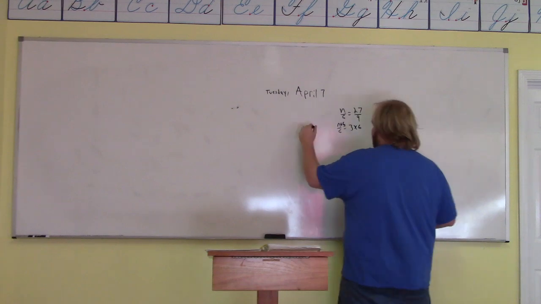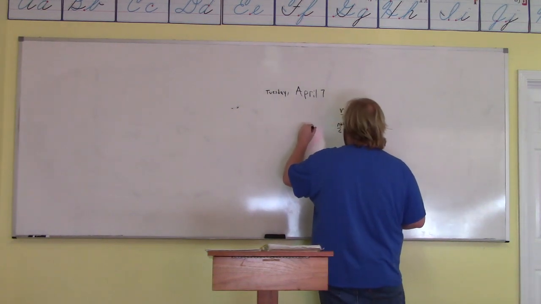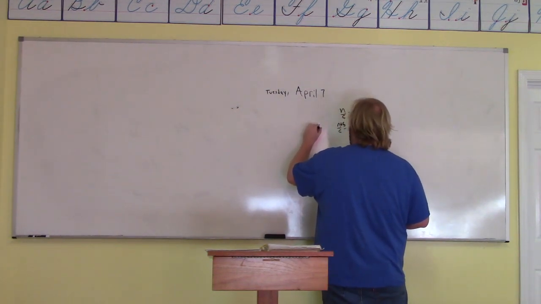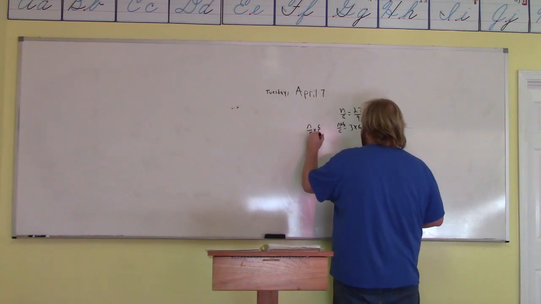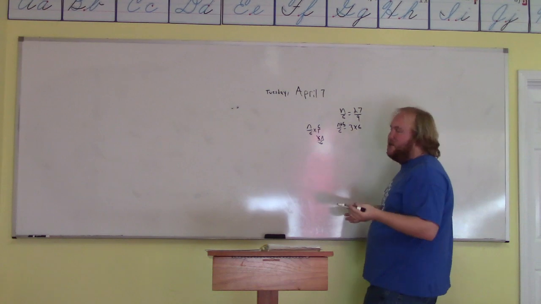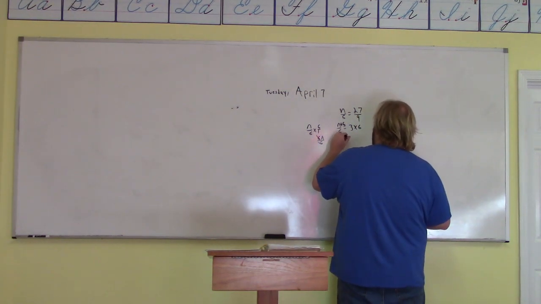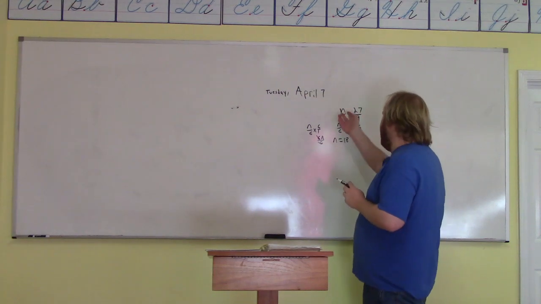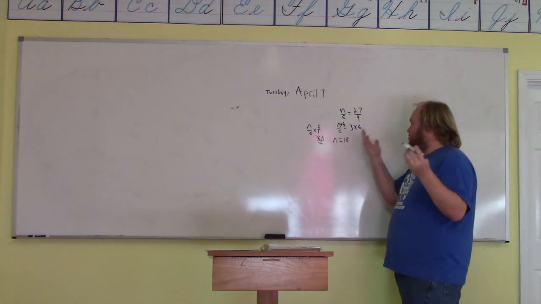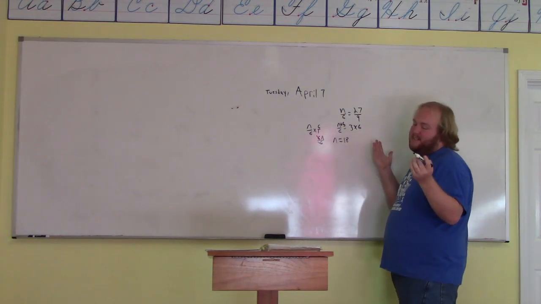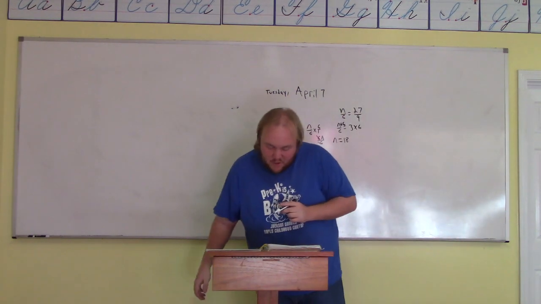Now, let me explain why this cancels out. This is basically n over 6 times 6 over 1. So this would become 6n over 6. The two 6's would cancel. That's why n is by itself when you do that. And then it would be n equals 18. Can I prove it? Sure. 18 divided by 6 is 3. 27 divided by 9 is 3. It checks out.